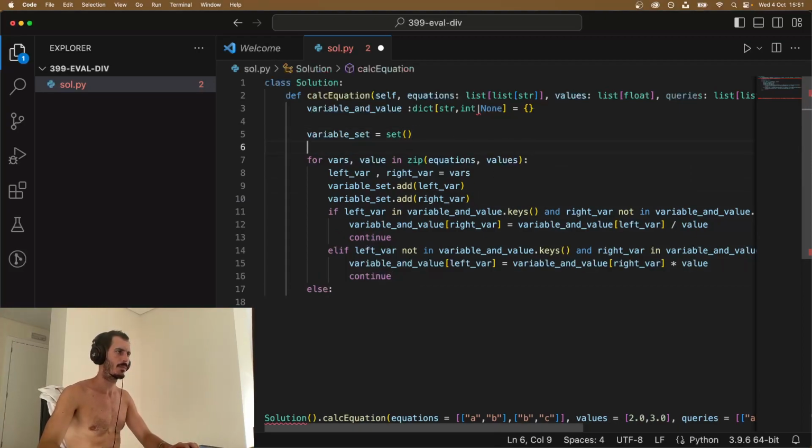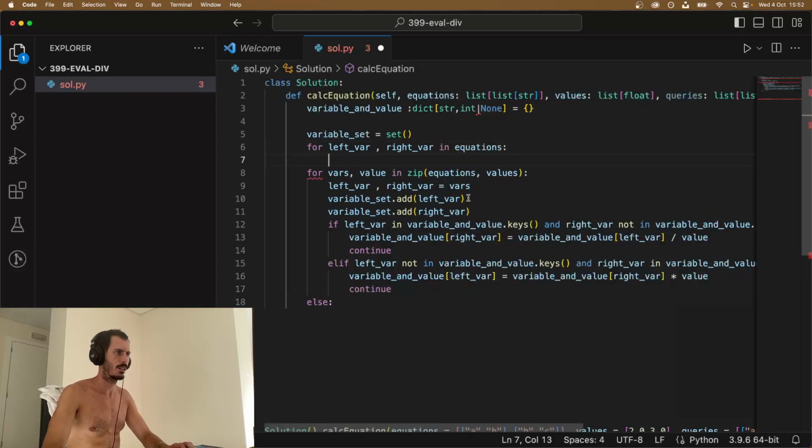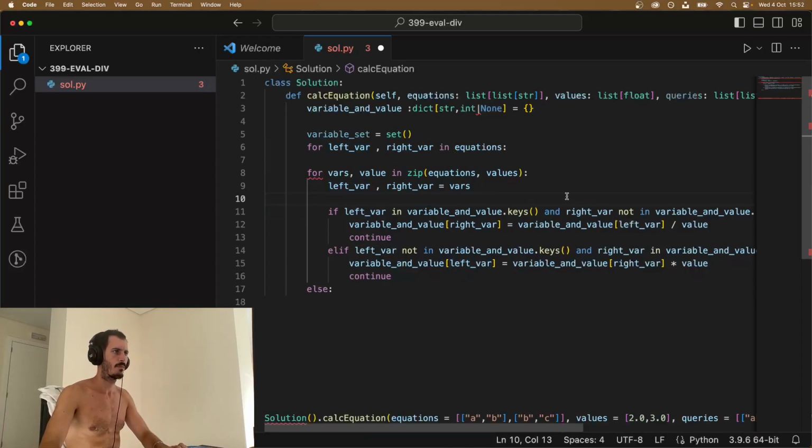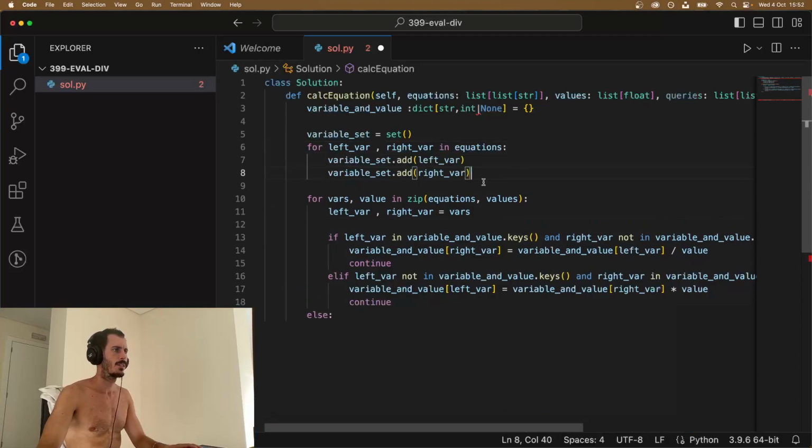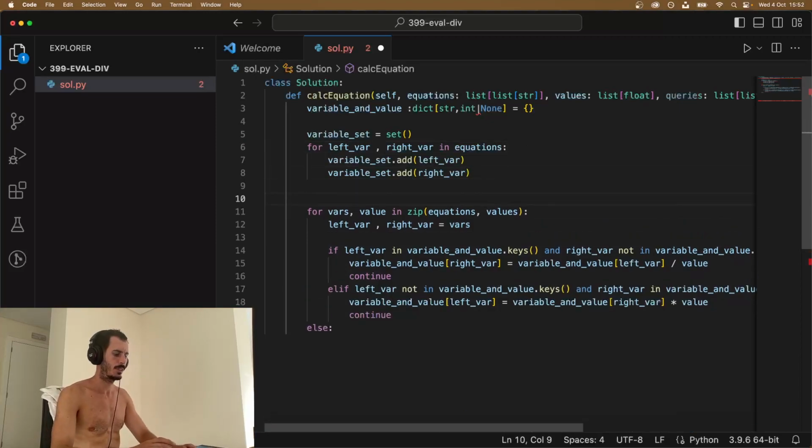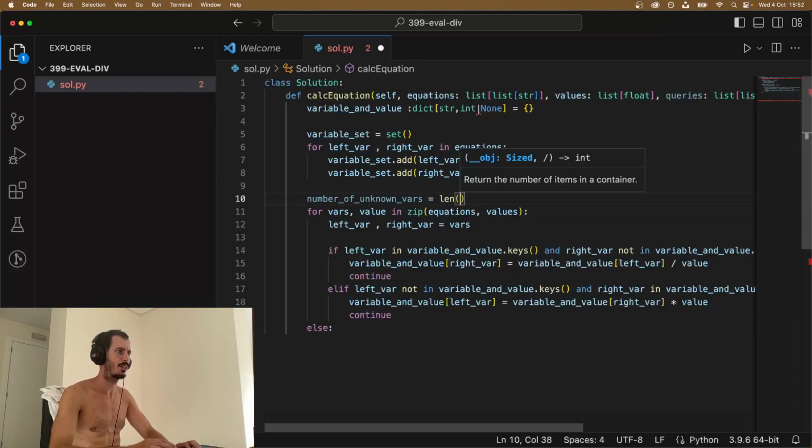Well, let me do this in another place. So for left var, right var in equations, variable set dot add. Now I can put this over there. So number of unknown vars equals length of variable set.